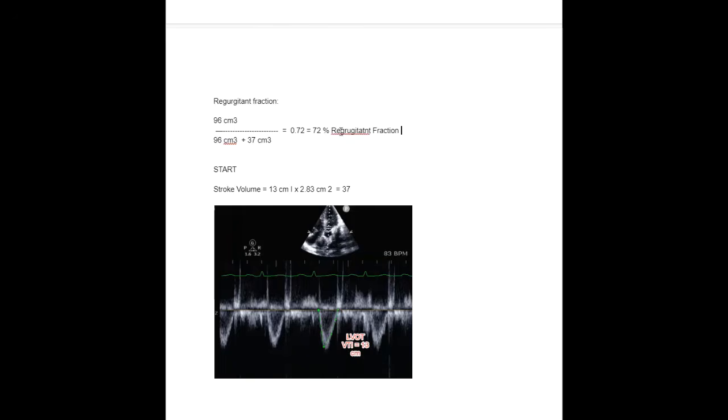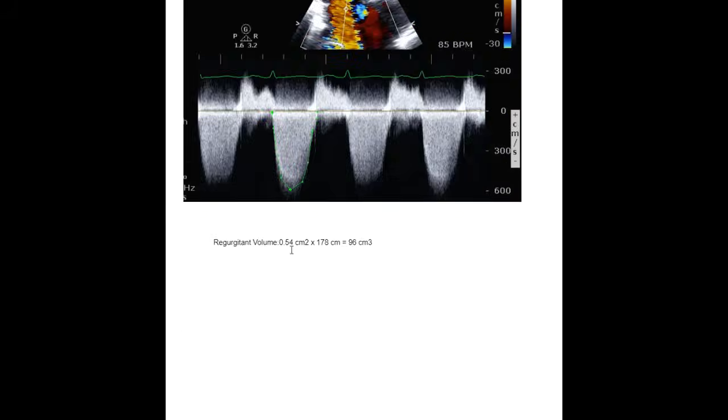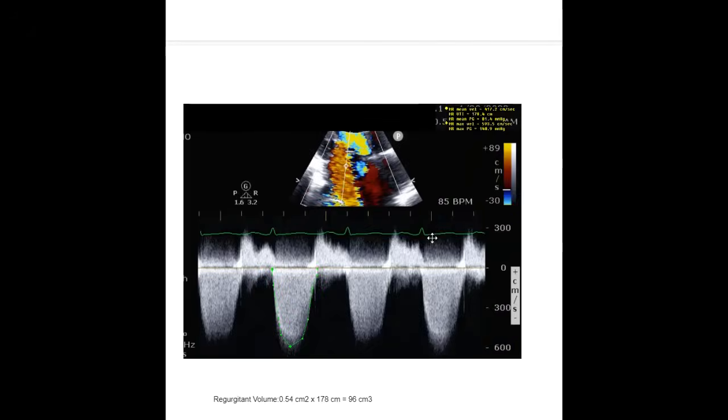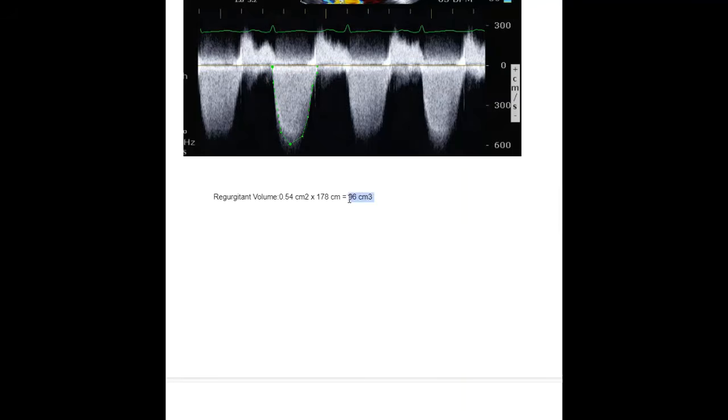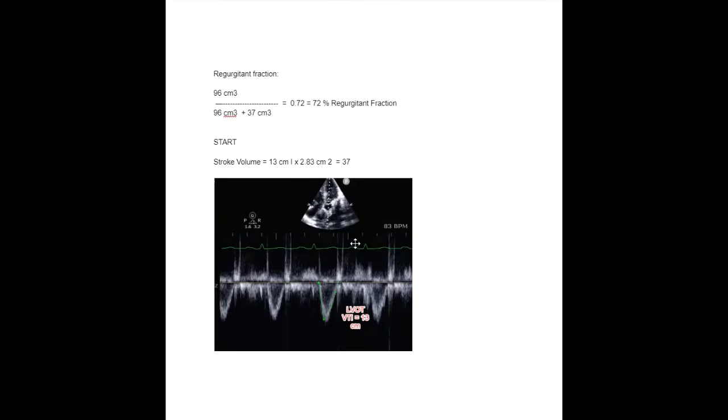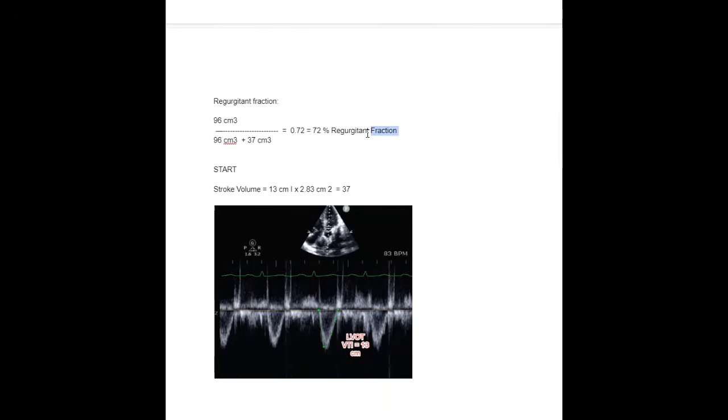Oops, misspelled that. Thank you, Google. So just to recap, our basic measurements are that the regurgitant orifice area is 0.54 centimeters squared. Our regurgitant volume is 96 centimeters cubed. And finally, our regurgitant fraction is 72%, all consistent with severe mitral regurgitation.